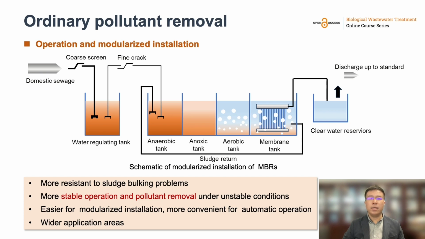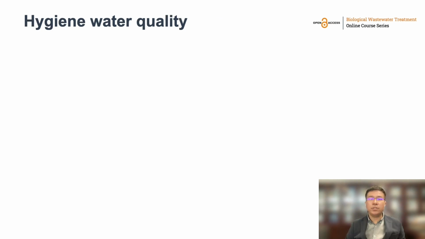Moreover, MBR is more flexible in process configuration, easier for modularized installation, and more convenient for automatic operation. These provide MBR with additional opportunities for applications in the areas of, for example, specific industrial wastewater treatment, decentralized wastewater treatment, such as in rural areas, and anaerobic processes, such as AnMBR. Let's continue to look into the hygiene water quality of the MBR effluent.